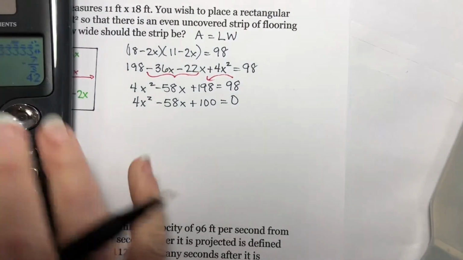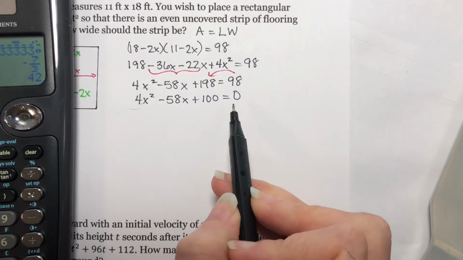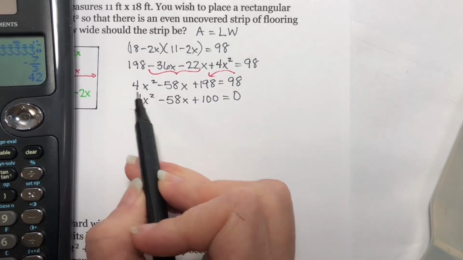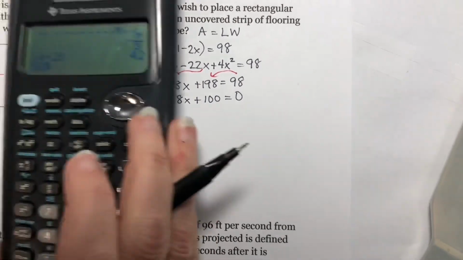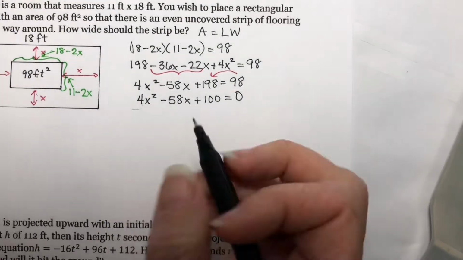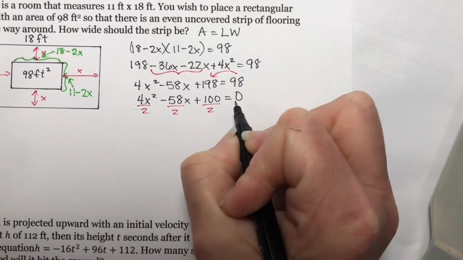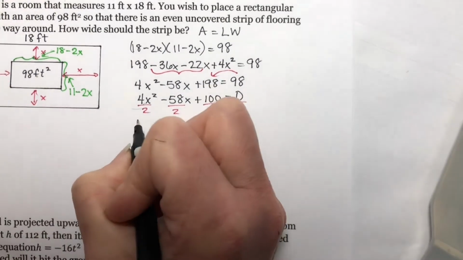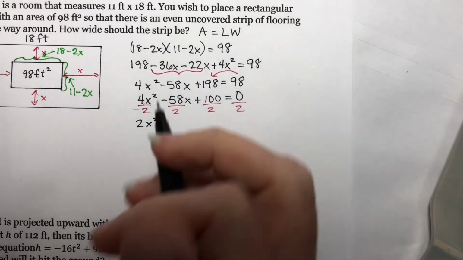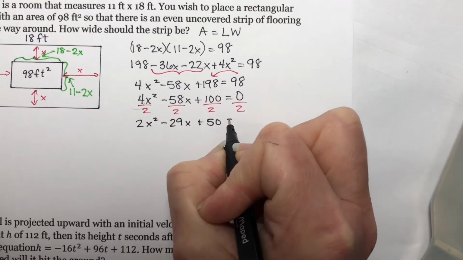Okay, and I see again that this is positive, which is good. Everything here is even, so I can make my number smaller, and I'm going to do that by dividing everything by at least a 2. I'm hoping, of course, that I can divide by a 4, but if you try dividing 58 by 4, it's not perfect. So let's divide everything by 2 to make our numbers smaller and that much easier. And we get 2x squared minus 29x plus 50 is equal to 0.